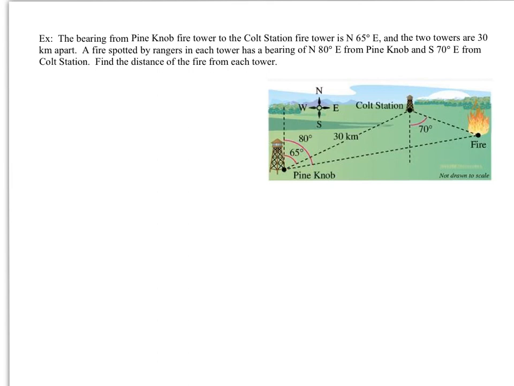It says the bearing from Pine Knob Fire Tower to the Colt Station Fire Tower is north 65 east. So we can see over here on the left-hand side, there's our north 65 east location. And you can see that that's from Pine Knob up to Colt Station. From there it says a fire spotted by rangers in each tower has a bearing of north 80 from Pine Knob. That's where this number is coming from, over to the direction of the fire.